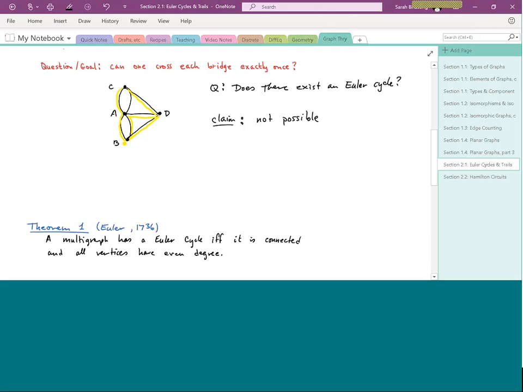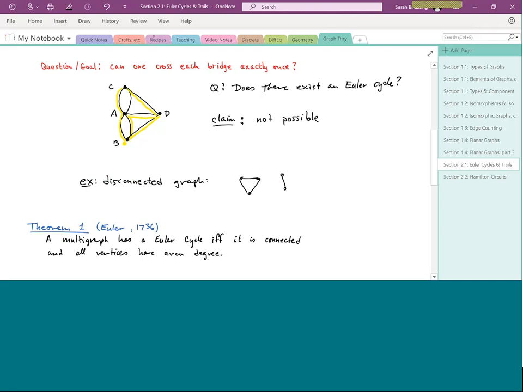Anybody have a guess on why the graph would have to be connected in order for an Euler cycle to exist? Don't overthink it. Yeah, you can't get between those disconnected parts. The first thing is sort of obvious. You have to have a connected graph. And here's the part that's not obvious at first glance. You also have to have all of your vertices to have even degree.